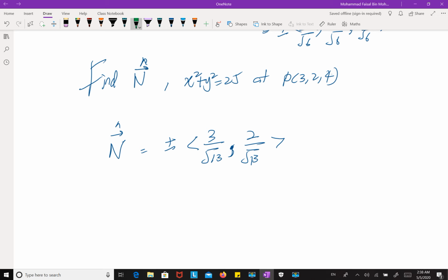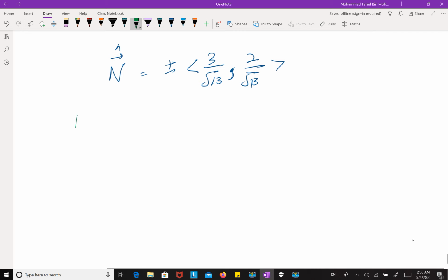For C, also you can do it by yourself. It is just a hemisphere. And then we go to divergence and curl.